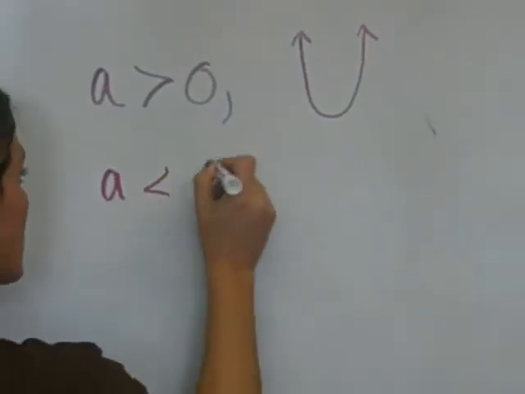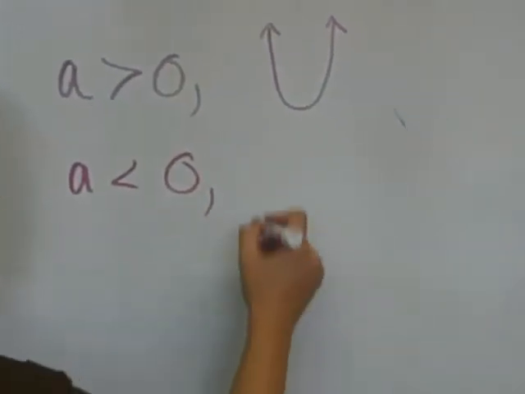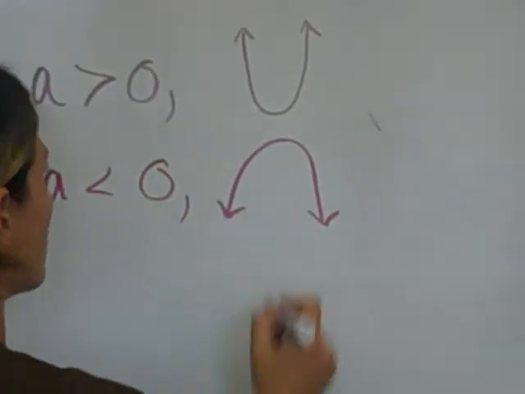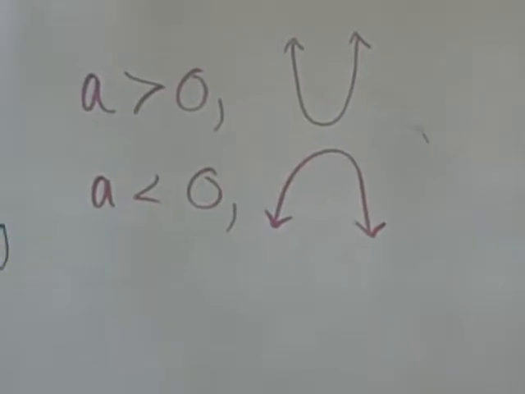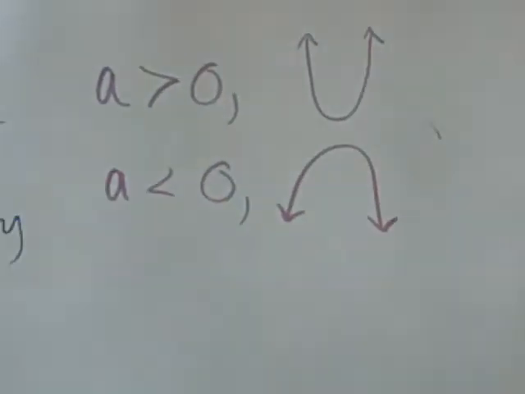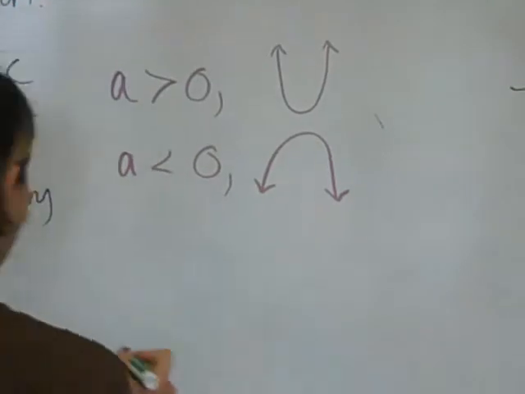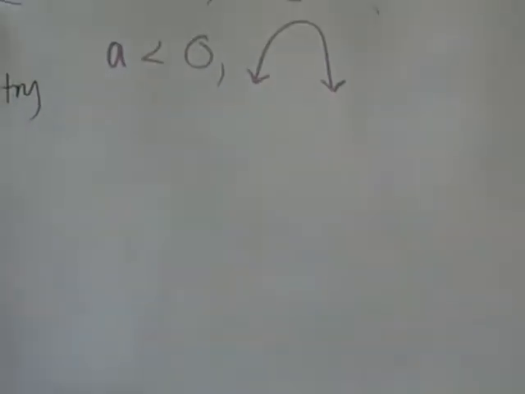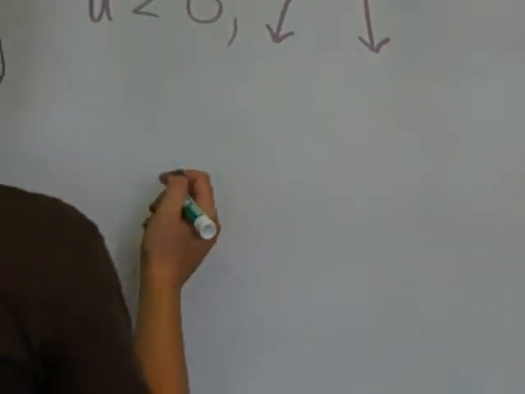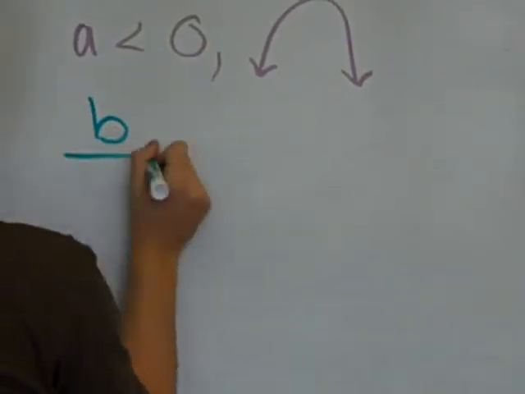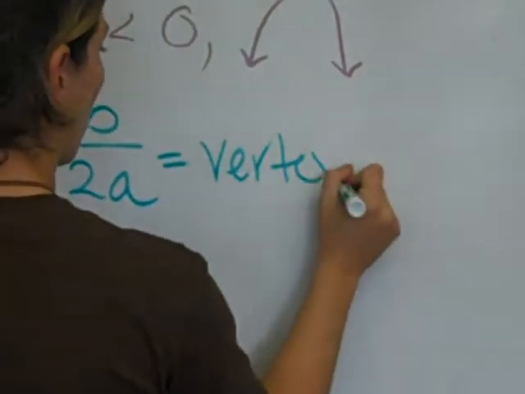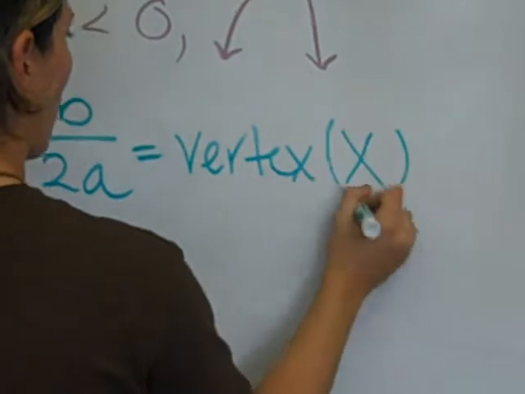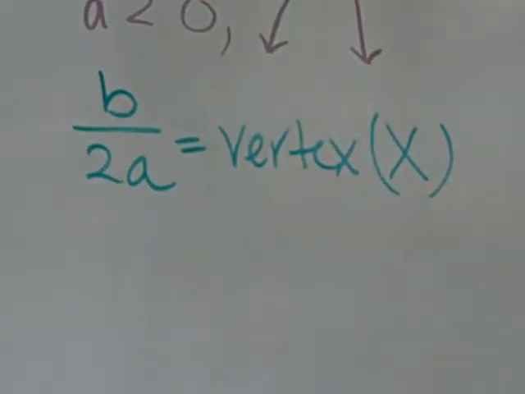And if A is less than 0, in other words, if A is negative, we know our parabola will open downwards. So given A, we can at least start to look at the directionality of our equation. Given B, we can start to solve for the vertex. So the vertex equation of our parabola is B over 2A. And that's going to give us our vertex x value.